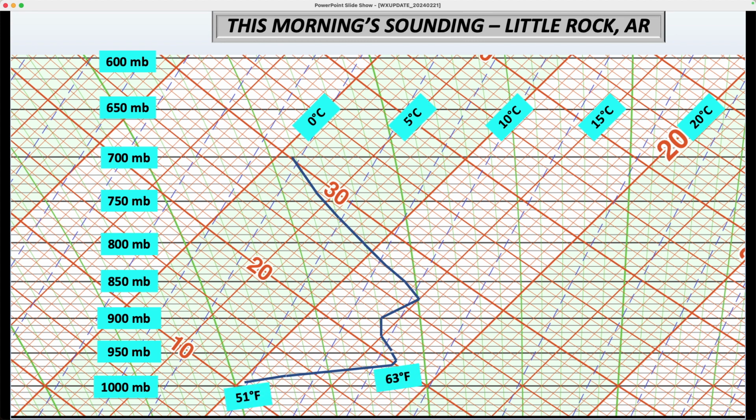And there you can see the labels of that. So a 12-degree increase in about 1,000 feet. So that's a big-time inversion.